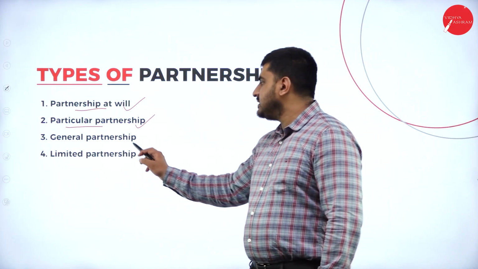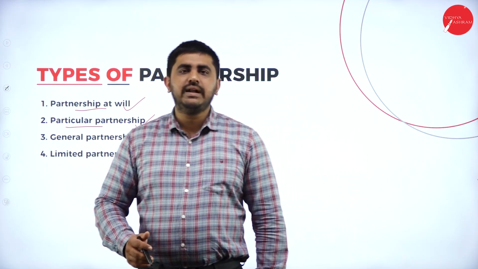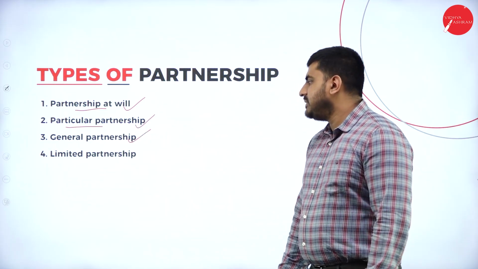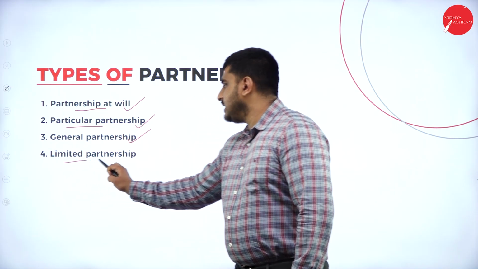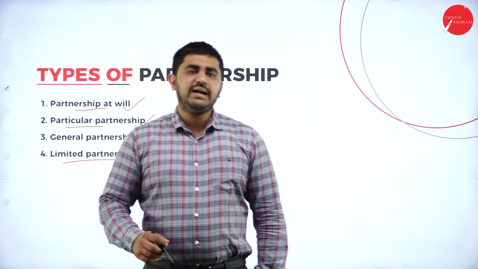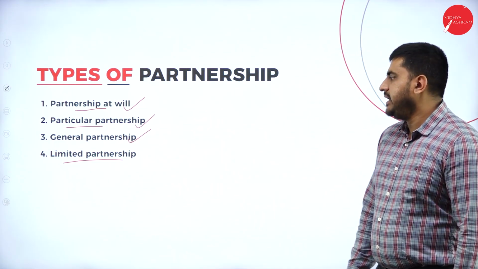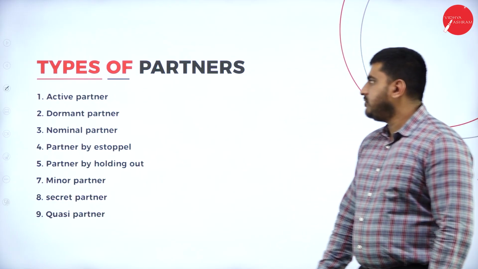Next, general partnership. General partnership means the liability is unlimited. And limited partnership, that is, in limited partnership, one person's liability will be limited, and the remaining partners' liability will be unlimited. That is the meaning. So next, types of partners.